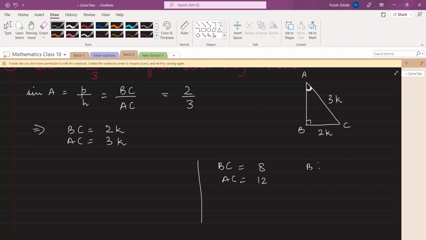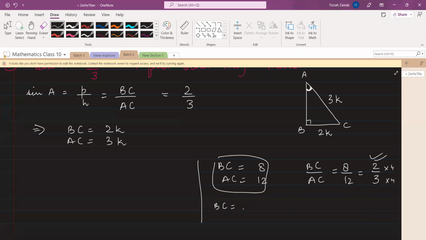Now I take the ratio BC upon AC. So I get 8 upon 12. Divide by 4. So I get 2 by 3. That means for this value also I'm getting the ratio 2 by 3, right? So basically what is happening here? 2 by 3 is actually being multiplied by 4, isn't it? Yes, ma'am.